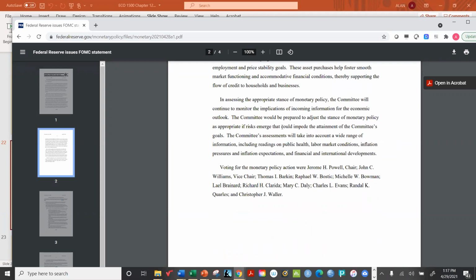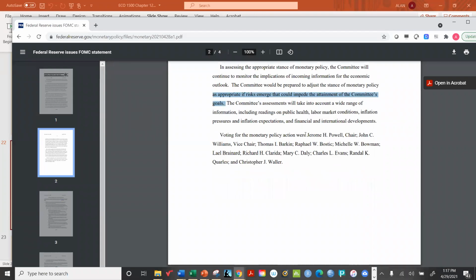In assessing the appropriate stance of monetary policy, the committee will continue to monitor the implications of incoming information for the economic outlook, of course. They would be prepared to adjust the stance of monetary policy as appropriate if risks emerge that could impede the attainment of their goals. In other words, if all of a sudden inflation starts spiking up again, they may get together and start raising rates again. So they're not ruling that out, but they're basically telling us that it's not likely, given the conditions that they're seeing now.